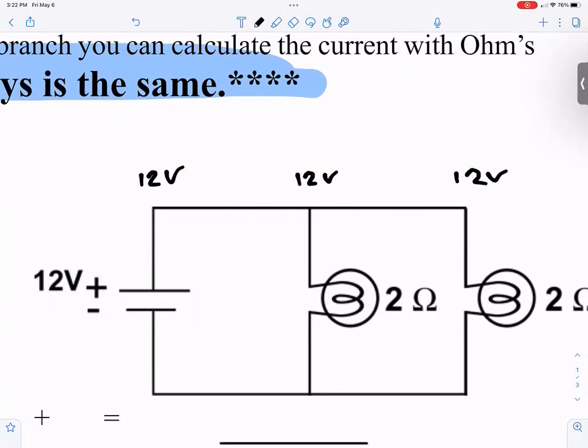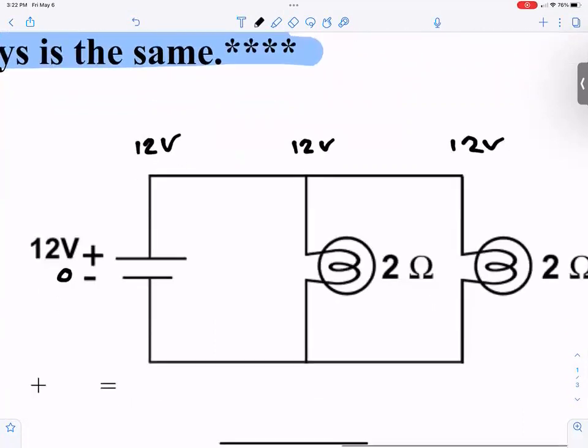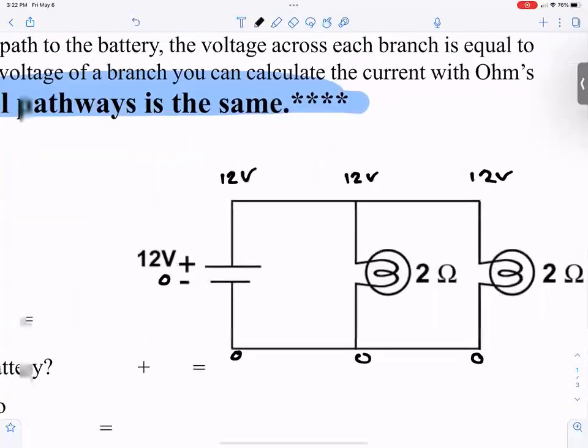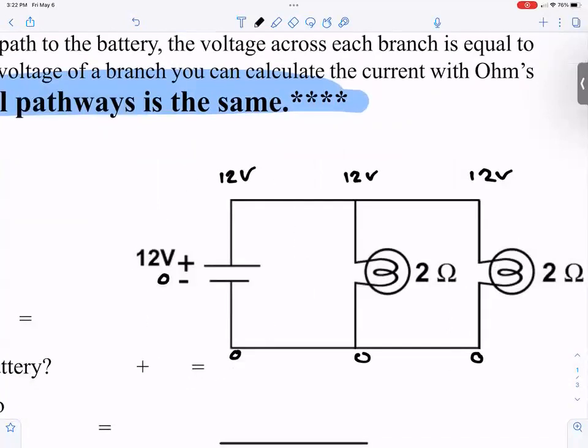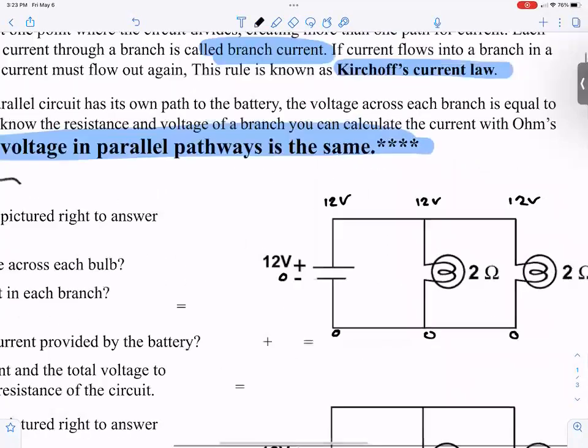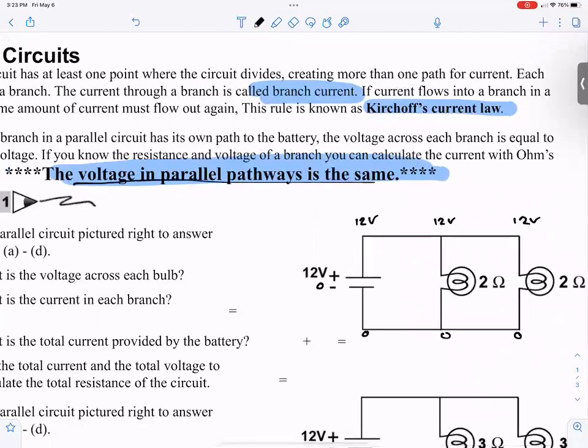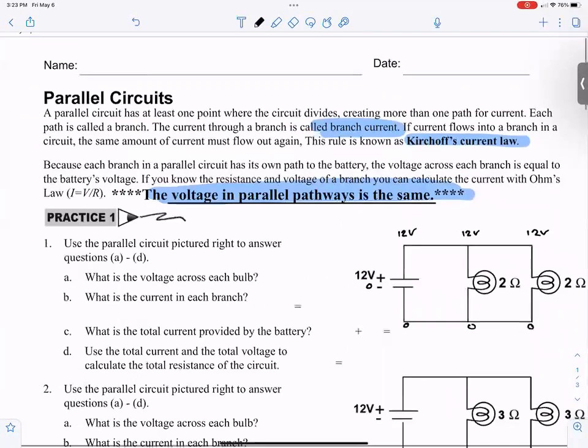The negative side of the battery, the shorter side, is 0 volts, 0 potential. So I can annotate this circuit as 0, 0, 0 all the way across the bottom. The potential difference across the battery would be 12. You can see the potential difference across each light bulb is also 12. So this is going to be a major theme that we're going to be focusing on in this practice, at least the first half of this practice, that is. And voltage in parallel pathways is the same amount. So with that, let's begin.